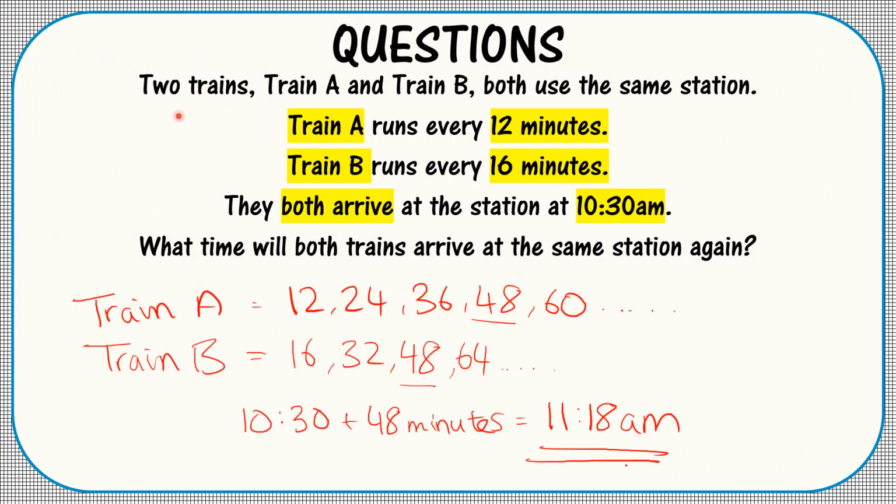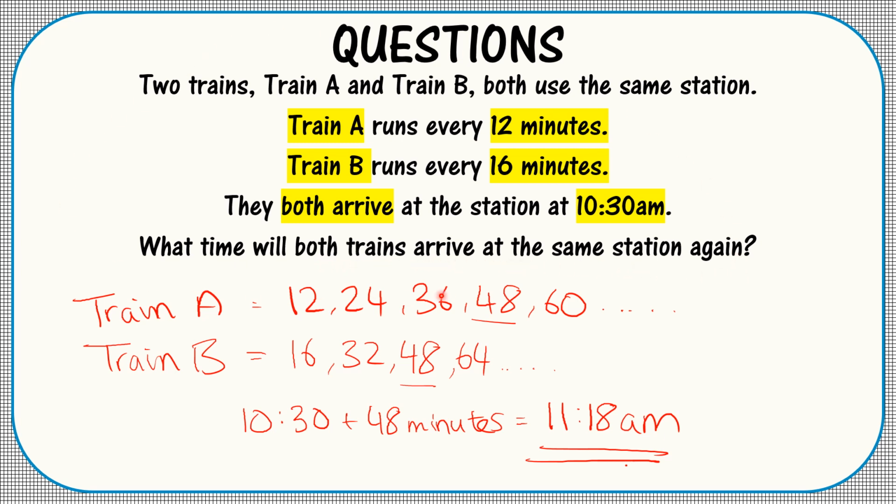So let's go through this question. Two trains, train A and train B, both use the same station. Train A runs every 12 minutes, train B runs every 16 minutes. They both arrive at the station at 10:30 a.m. What time will both trains arrive at the same station again?